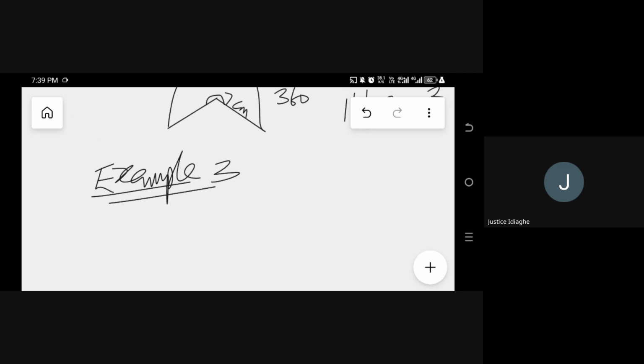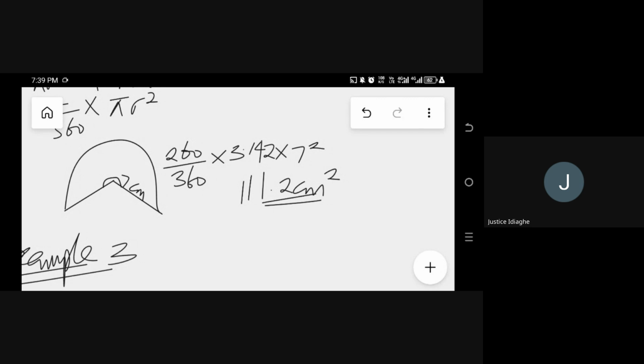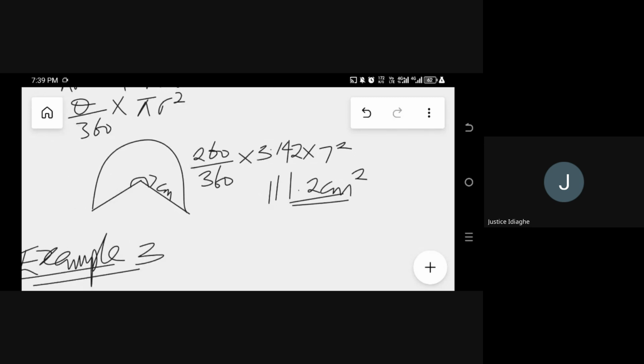Yes, are you going to say something? Please, how do you get that 111.2 centimeters? I asked you to multiply the numerator, divided by 360, and then the result that came was 111.2 centimeters squared. Isn't that correct? Have you done it? What was the result you got? I've seen it. Okay, you've seen it. All right.